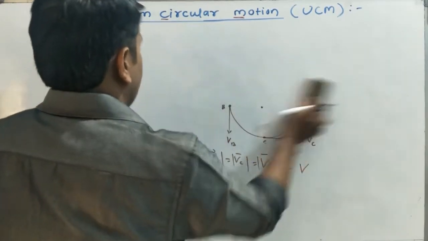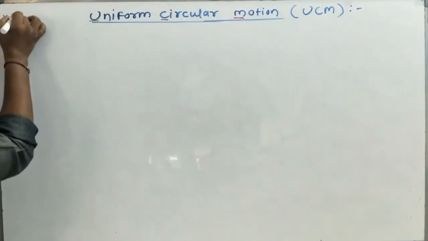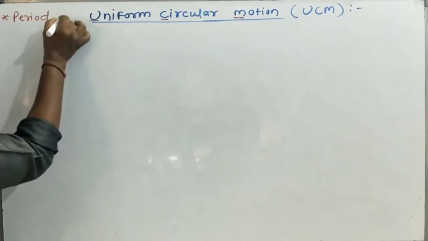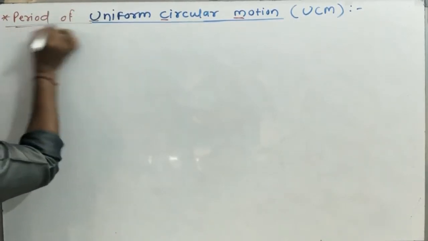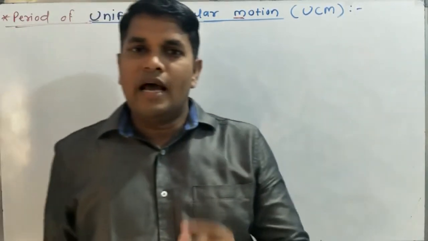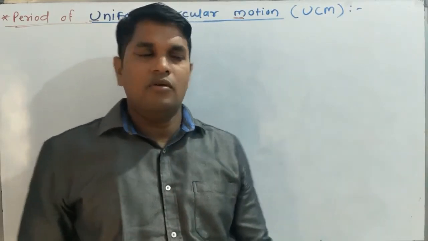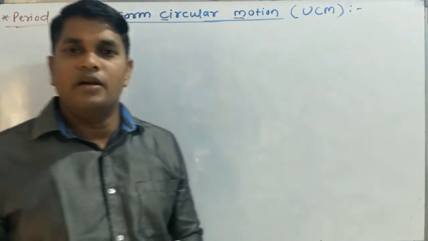Now, the next point is the period of uniform circular motion. We know what we mean by period: the time taken by the particle to complete one rotation. That time is called the period of UCM.